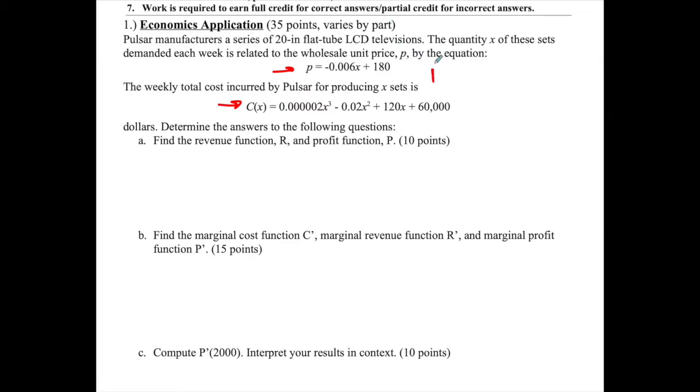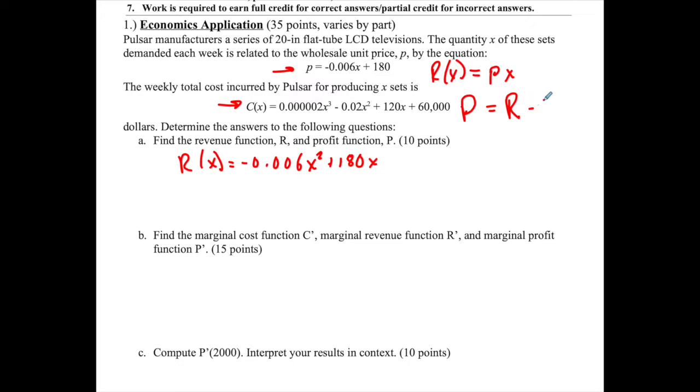First of all, we know that revenue is equal to the price times the quantity sold. So in that case, we're going to take this and multiply it by x. So we get negative 0.006x squared plus 180x. The other thing we know is that profit is equal to revenue minus cost. So I essentially need to take the revenue and subtract the cost.